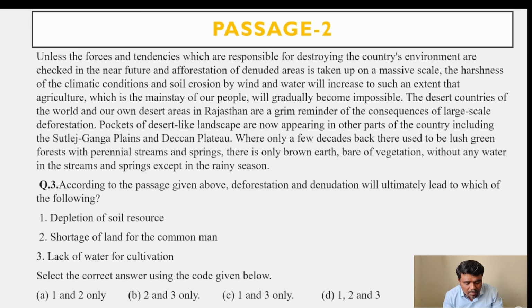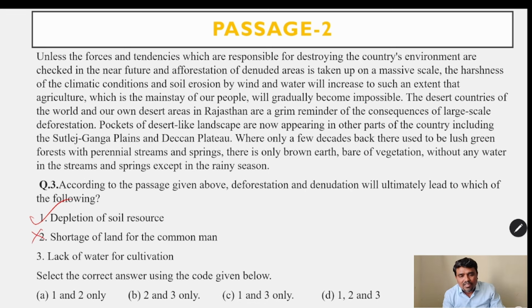Let us do the question. According to the passage given above, deforestation and denudation will ultimately lead to which of the following? Depletion of soil resource. Yes, it is clearly mentioned. Soil erosion by wind and water. Soil erosion is nothing but soil is not suitable for the agriculture and all the related activities. So it is nothing but depletion of the soil resources. Yes, it is correct. Second, shortage of land for the common man.